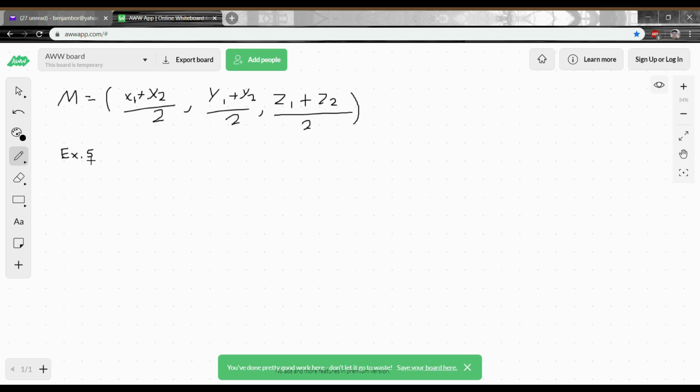Okay, so we want to find the midpoint M of the points P1, that is 5, -7, and 2, and P2, which is 2, 5, and 6. So let's do it. Let's plug it all in. This is x1, y1, and z1. Down here we have x2, y2, and z2.